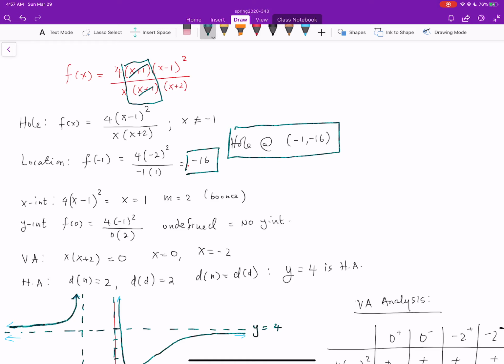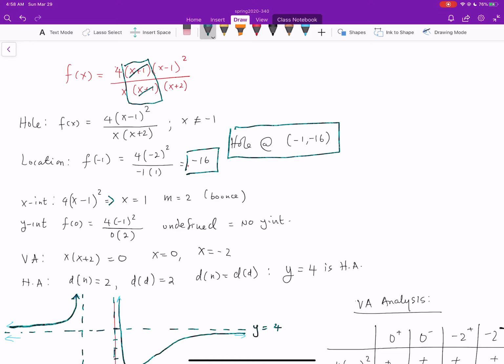So to find the x-intercept, we take the numerator, set it equal to 0. We end up seeing that x is equal to 1. And by inspection, it's x minus 1 squared. So x minus 1 repeated itself twice. The multiplicity is 2. So we know that we're going to bounce at x equal to what?